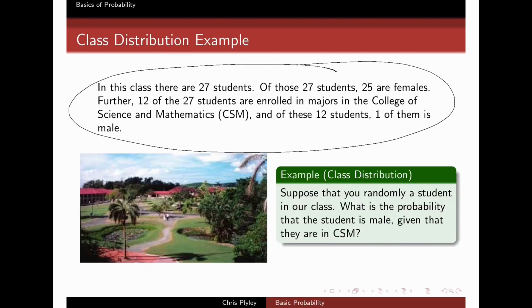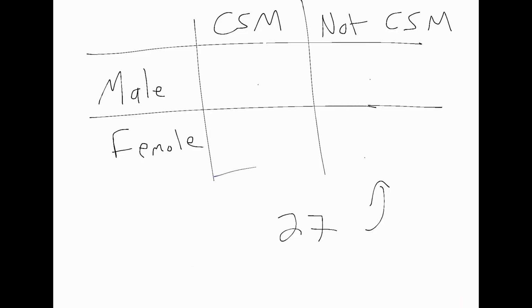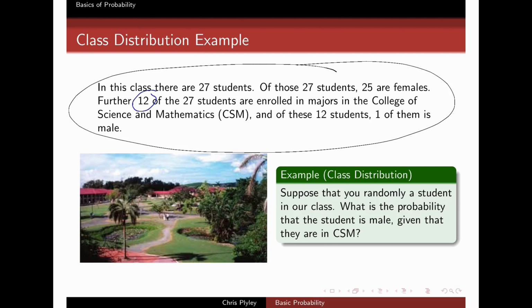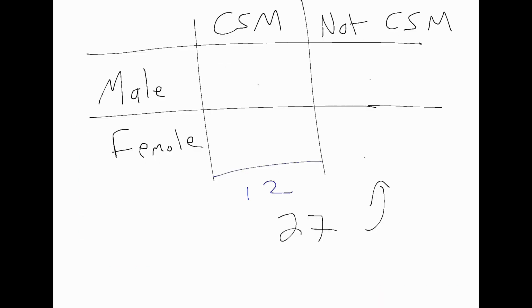Okay, so here's how I'll fill this in. I just need to reason my way through it a little bit. Let me look at this last sentence. I have 12 students in CSM, so I should get a total of 12 down this first column. And out of those 12 students, I know that only one of them is male, so that tells me I only have one male who's in CSM. And I have 11, therefore, females in CSM.